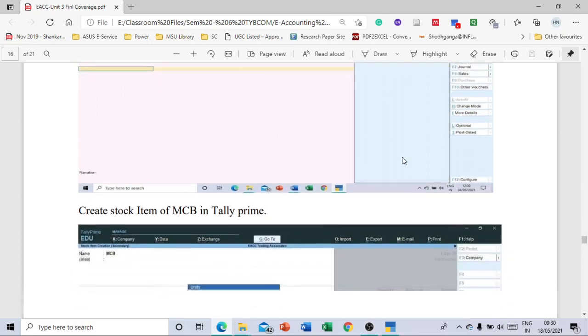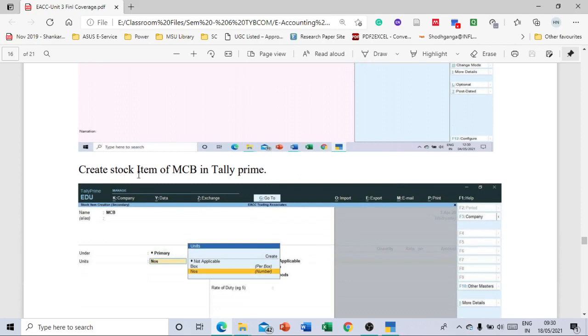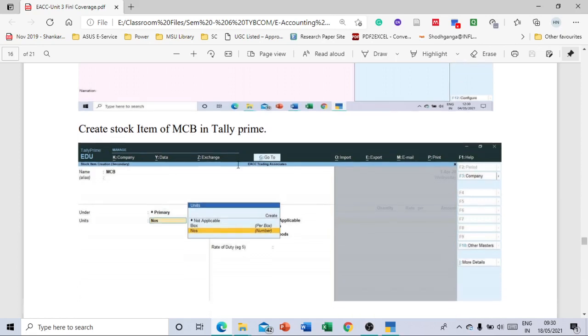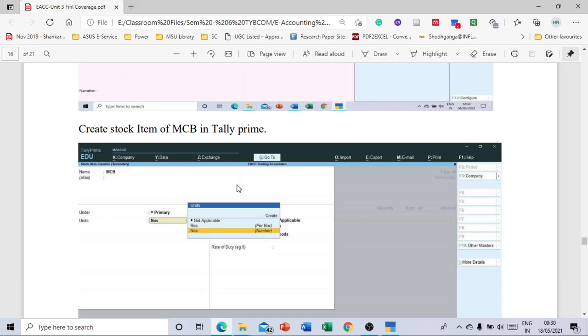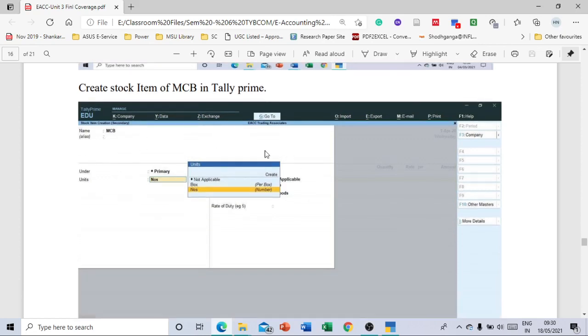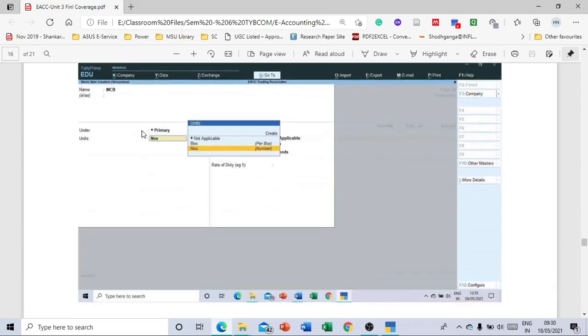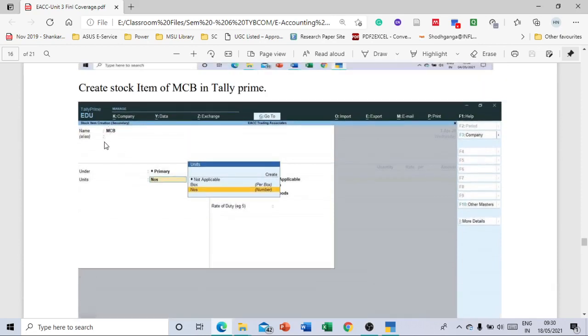Now what to do after that? It is written create a stock item of MCB in the Telegram. Why? Because in my journal entry which is of the purchase transaction, MCB has been purchased, so let me create a stock item in the name of MCB. The second screenshot is showing you that I'm at the screen of stock item creation, whereby I'm going to create the MCB stock item. You can see alias I have kept it blank intentionally.